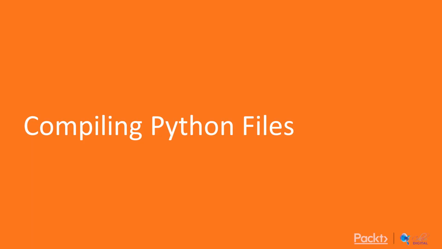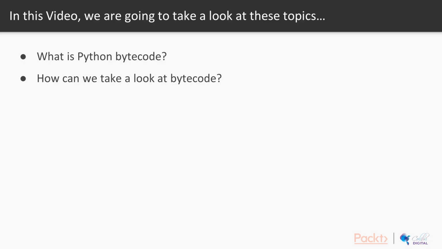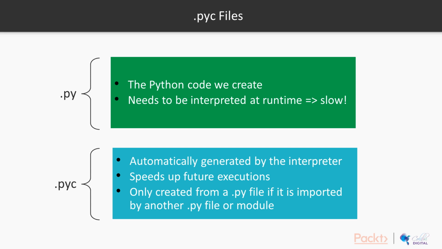Compiled Python files. So in this video, we're going to bring you through the concept of a compiled Python file in 2 steps. So we're going to talk about what is Python bytecode and how can we take a look at bytecode. If we start importing third-party modules, we're going to see that in our directory, along with the .py files, we see some .pyc files.